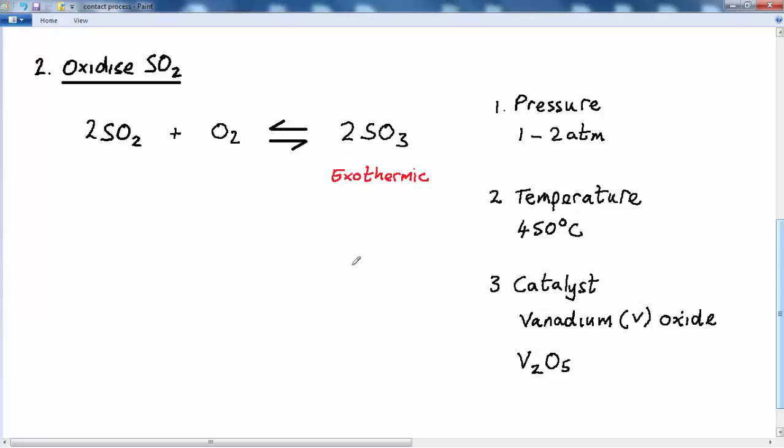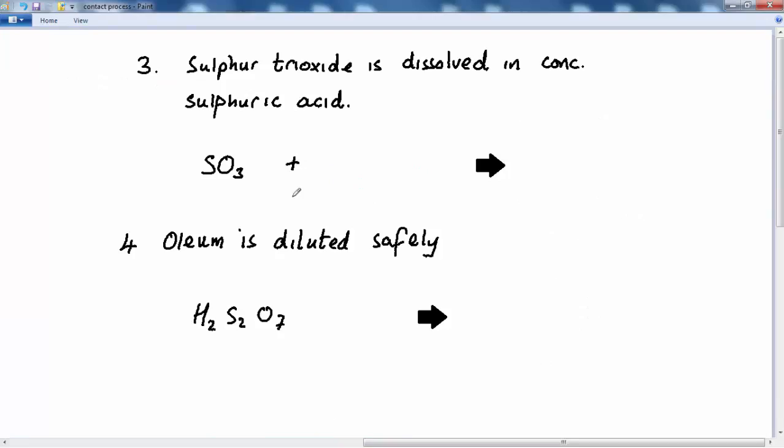So once we've got our sulfur trioxide, the next thing we're going to do is dissolve the sulfur trioxide in concentrated sulfuric acid. You might think, well, why don't we just add the sulfur trioxide directly to water, like this? That will produce sulfuric acid. However, because this reaction is so exothermic, it produces so much heat, that what would happen is that the sulfuric acid would just vaporize, which would be very dangerous. So we can't directly add the sulfur trioxide to water.